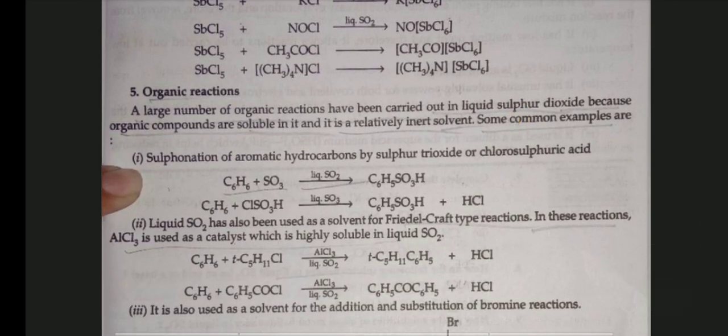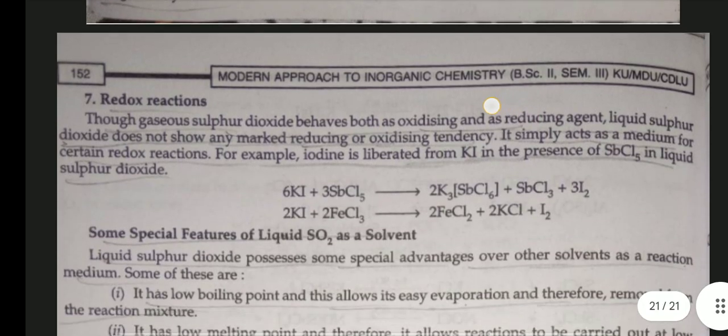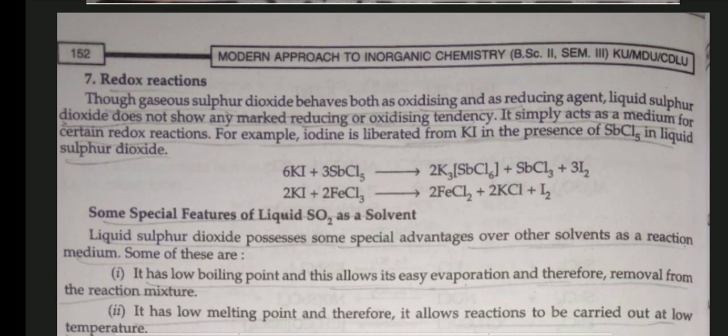Organic reactions. A large number of organic reactions have been carried out in liquid sulfur dioxide because organic compounds are soluble in it and it is a relatively inert solvent. Sulfur dioxide of crystallization. These reactions are also called solvation reactions. Like water and ammonia, salts having sulfur dioxide of crystallization have also been observed. Some examples are NaI.4SO2. These are formed with the highly soluble salts and are called analogous to hydrates.